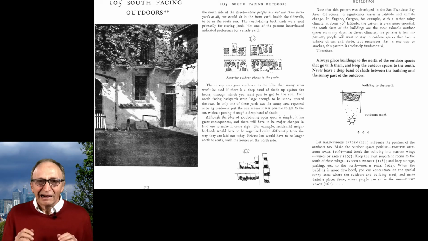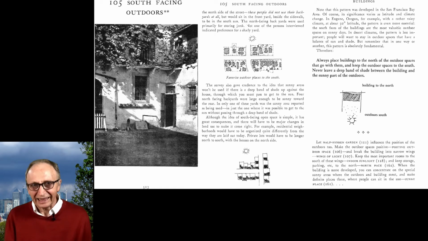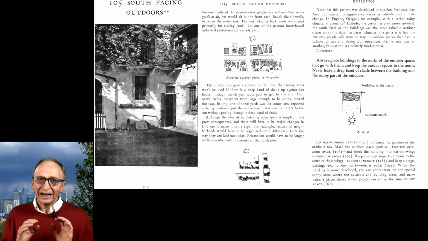Solution: always place buildings to the north of the open outdoor space that go with them, and keep the outdoor spaces to the south. Never leave a deep band of shade between the building and the sunny part of the outdoors. Diagram. See figure 8. Downward links: Pattern 111, half-hidden garden. Pattern 106, positive outdoor space. 107, wings of light. 128, indoor sunlight. 162, north face. And pattern 161, sunny place.